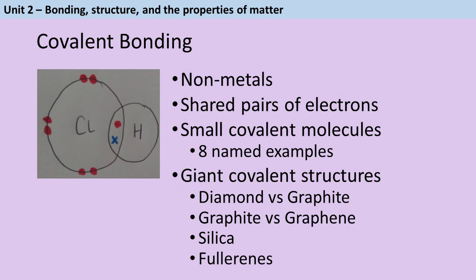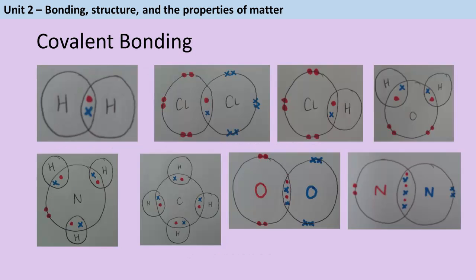Now, there are 2 types of covalent substances. There are small covalent molecules, which you might have seen referred to as simple covalent molecules if you've got an older revision guide, and there are giant covalent structures, which you might have seen referred to as macromolecules. There are 8 small covalent molecules that you need to be able to draw. 7 of these were in the old GCSE, but nitrogen is new, so I would pay particularly close attention to that in case you have an old revision guide that doesn't include it.